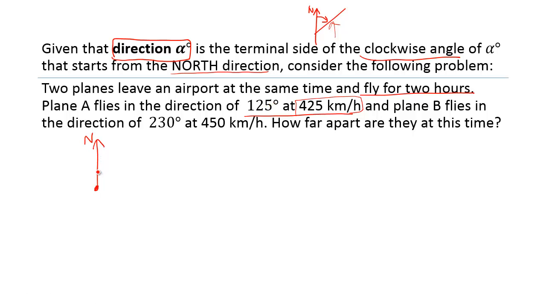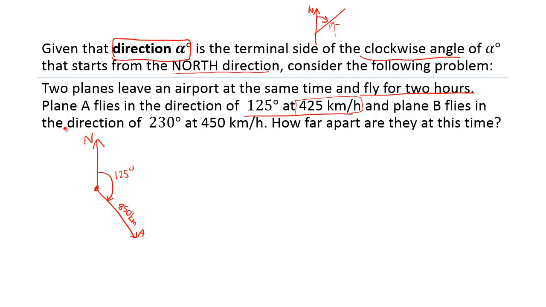So that means 125 is approximately there because it's less than 180. So that's 125 degrees. And it's flying at 425 kilometers per hour for 2 hours is going to be 850 kilometers. And that's plane A.